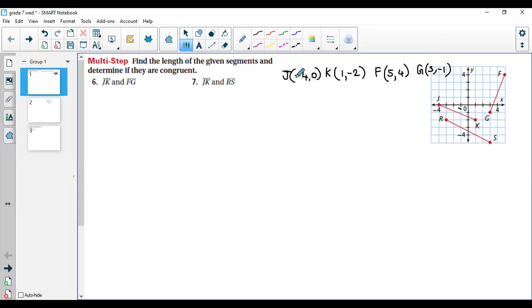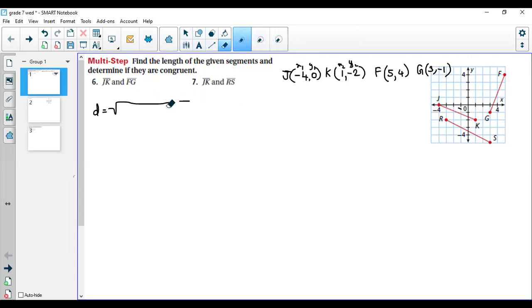Always first find the distance between JK. So I'm going to write here x1, y1, x2 and y2. First, I'm going to find the distance between J and K. So let's use the distance formula. The distance formula is going to be the whole root of, that's not straight.